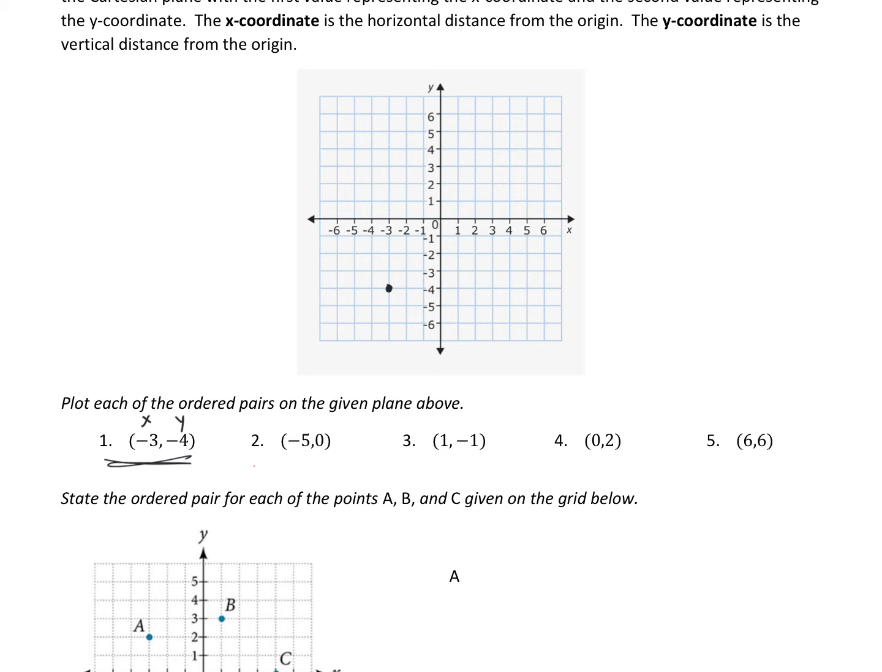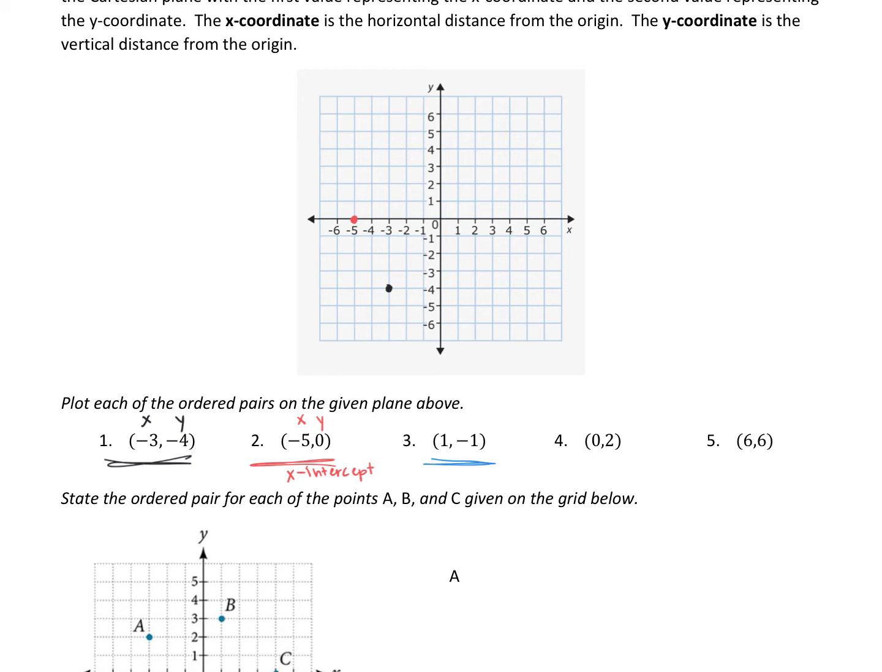Number 2, I'll do that one in red. So we have an x and we have a y. The x value is -5. So I'm going to start at the origin and I'm going to move over 5 units. And then the y value is 0. That means I should not move up or down at all. So I'm going to just put it right there. So when the y value is 0, this is called an x-intercept. It crosses the x-axis because you're not moving up or down at all. So that's going to lie on the x-axis. So it's called an x-intercept.